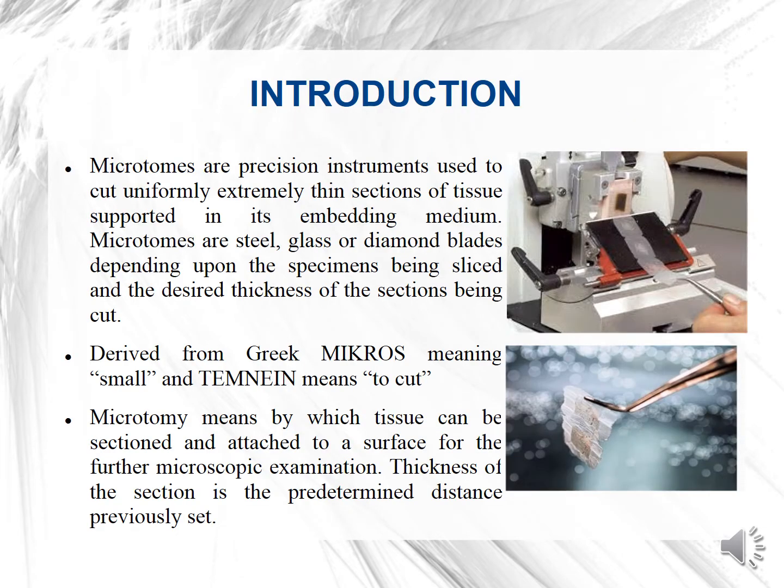Before knowing about the preparation and making of the histological slide, let us know something about the instrument, that is the microtome. Microtomes are precision instruments used to cut uniformly extremely thin sections of tissue supported in an embedding medium. Microtomes have steel, glass or diamond blades, depending upon the specimens being sliced and the desired thickness of the sections being cut.